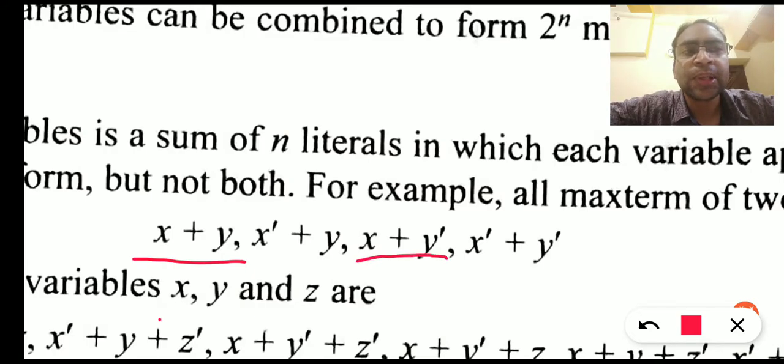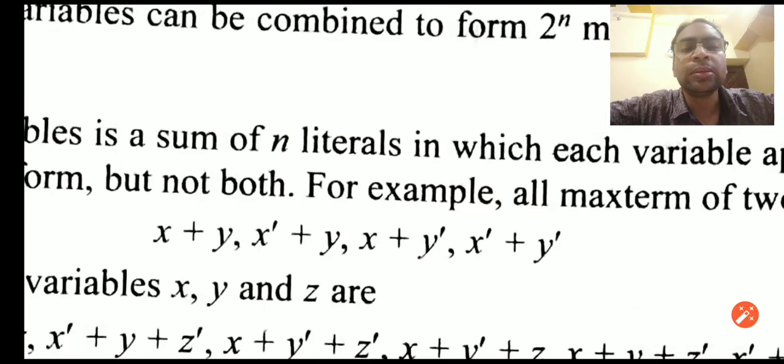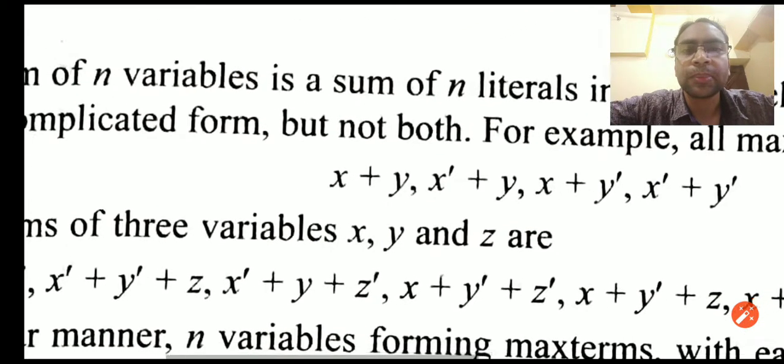If x is here, x bar cannot be here. If y bar is here, y cannot be here. x bar plus y bar: if x bar is here, x cannot be here, and y bar here, y cannot be here. So these are the sums of literals. So these are your max terms.